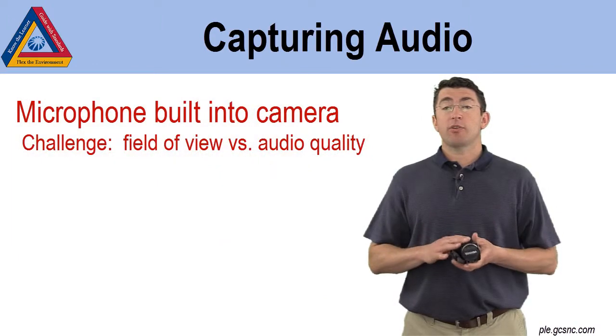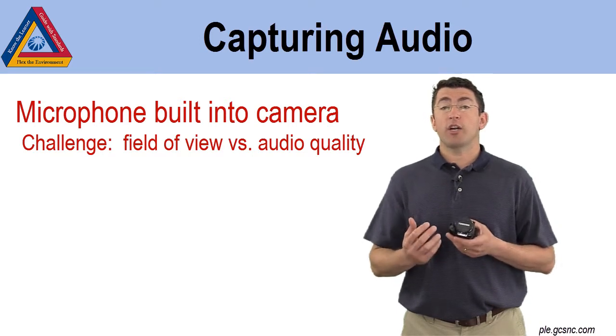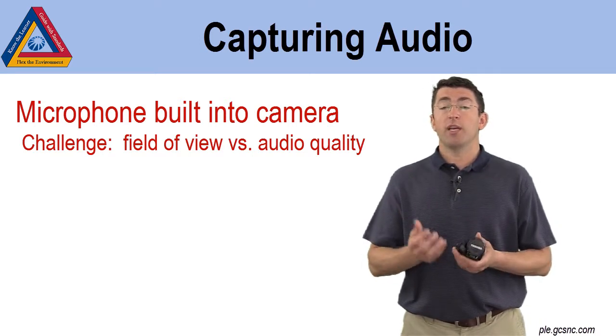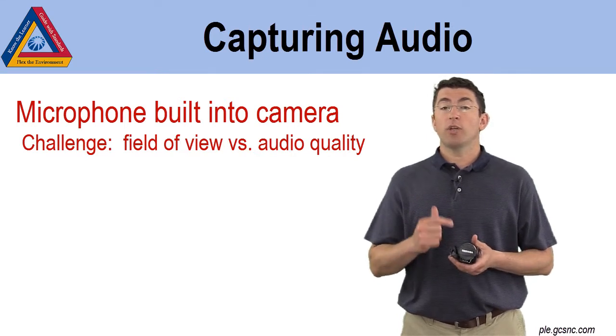So I'm not saying that using an onboard microphone is a bad idea. It may work just fine for the camera you've chosen. You're just going to want to be smart about that trade-off between what you capture in your field of view and the quality of your audio. Again, I would prioritize the audio over the video.